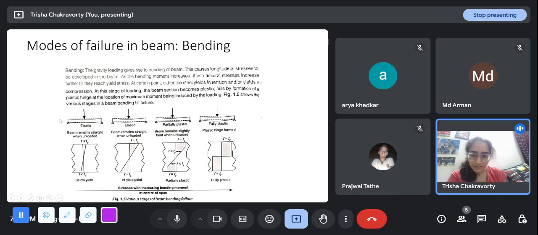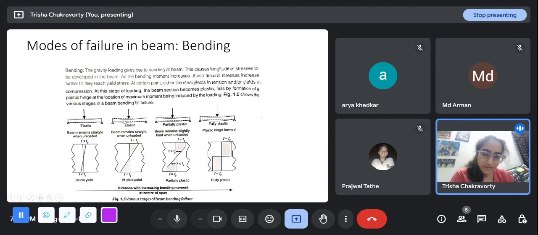Longitudinal means along the length of the beam, and transverse means perpendicular to the beam. This is the beam axis. Longitudinal means along the beam. As the bending moment increases, the flexural stresses increase, till they reach the yield stress. Flexure is another word for bending. At a certain point, either the steel yields in tension or yields in compression, depending on which side. When we apply a gravity load like this, the beam bends like this, and compression develops in the top fibers and tension in the bottom fibers.